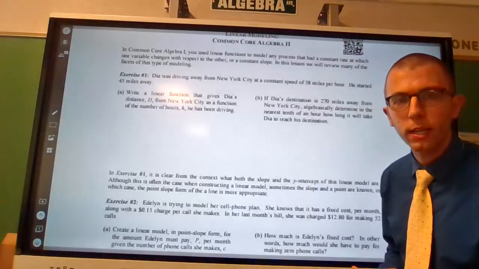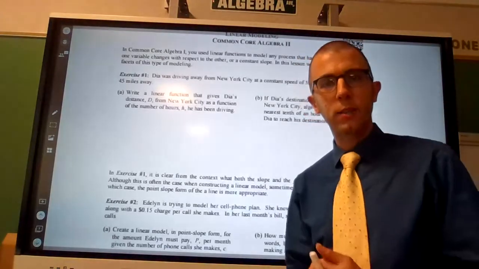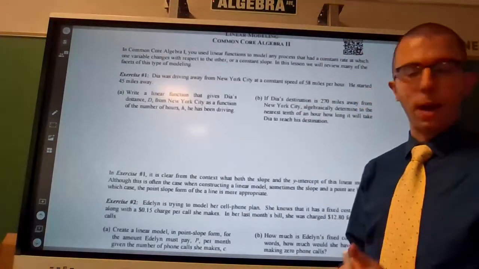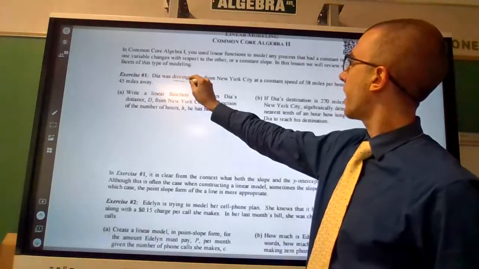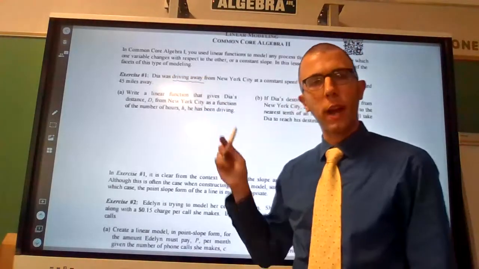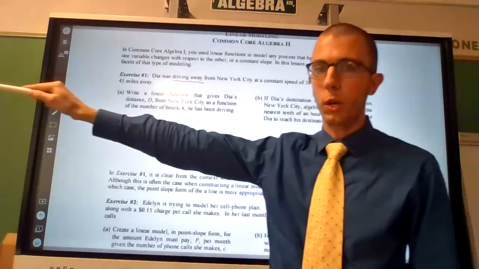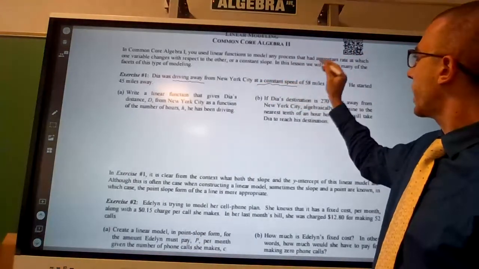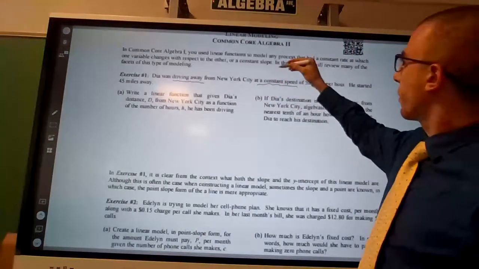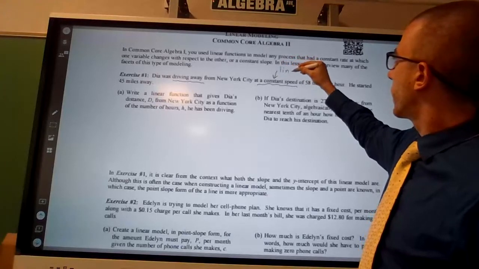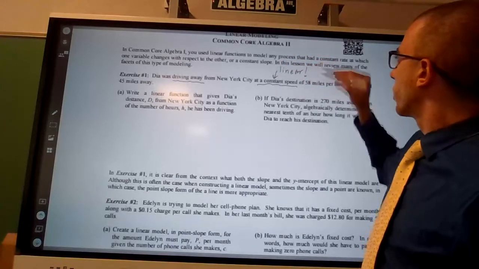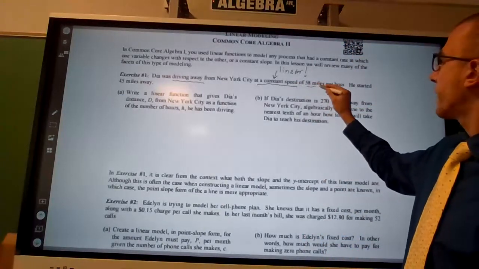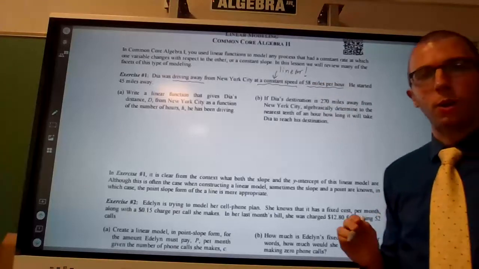Exercise 1. Dia was driving away from New York City at a constant speed of 58 miles per hour. So as always, I love to underline our key words. Dia was driving away from New York City, so getting farther from New York City, moving at a constant speed. So that tells us right now, even though I kind of already gave that away, we're working with a linear function here because it's a constant speed. And that constant speed is 58 miles per hour.